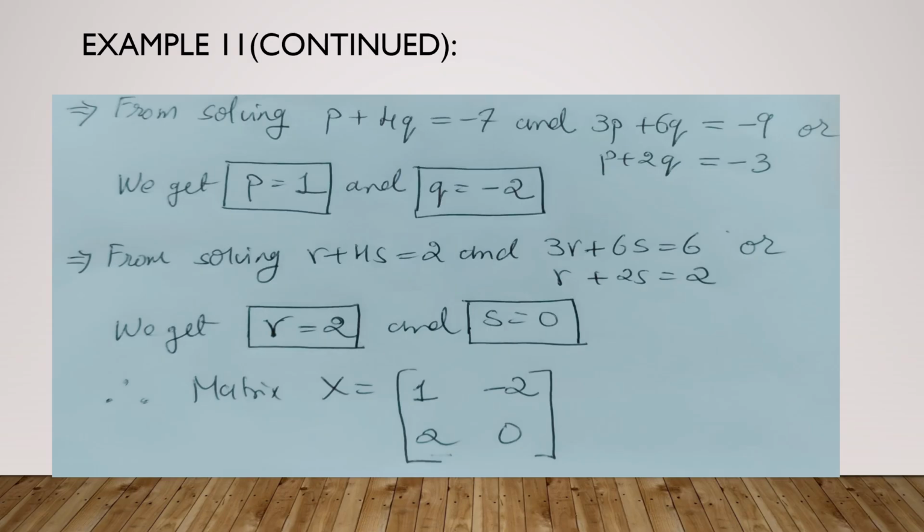Similarly, if you solve the equations R plus 4S is 2 and 3R plus 6S is 6, then you get the values for R and S. R is 2, S is 0. So in short, our matrix which has elements P, Q, R, S will be 1, minus 2, 2, 0. Thus we have obtained our matrix X.